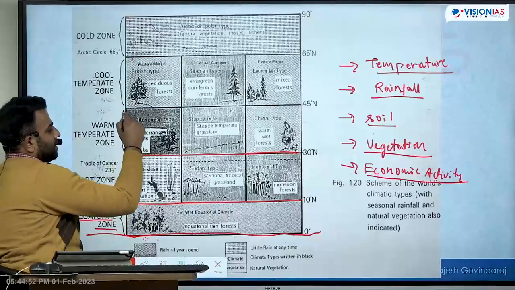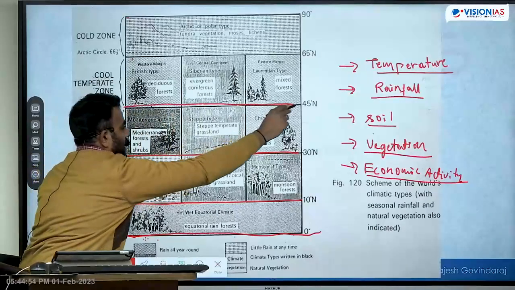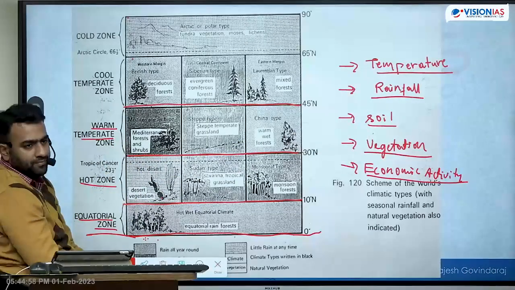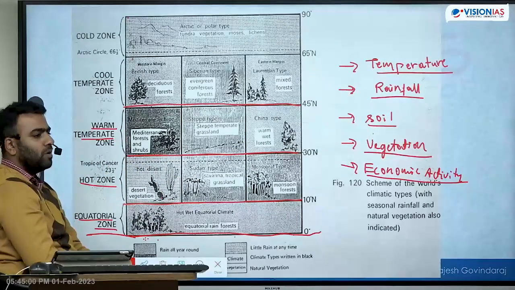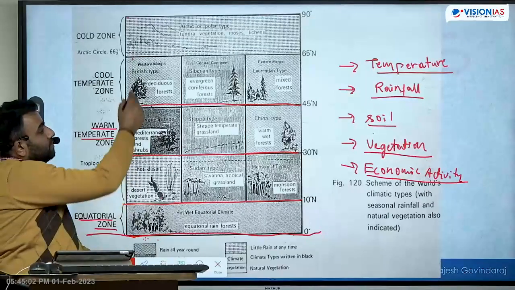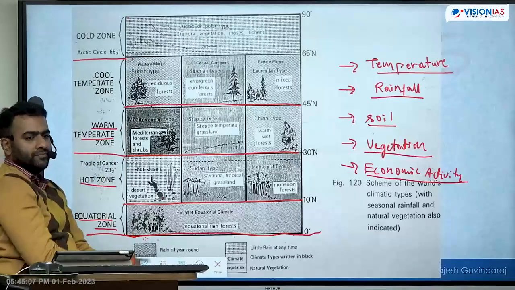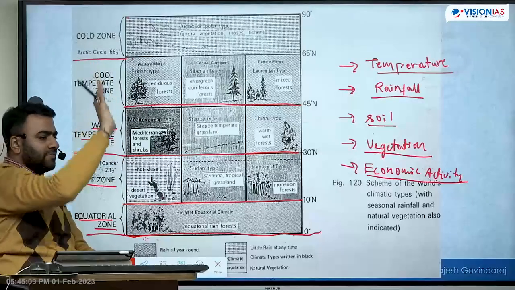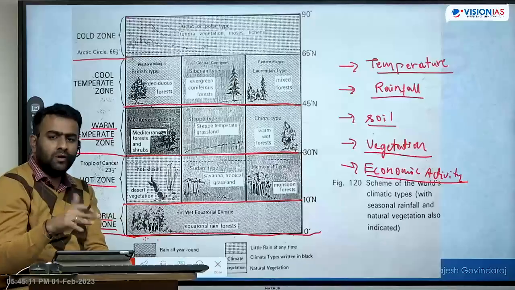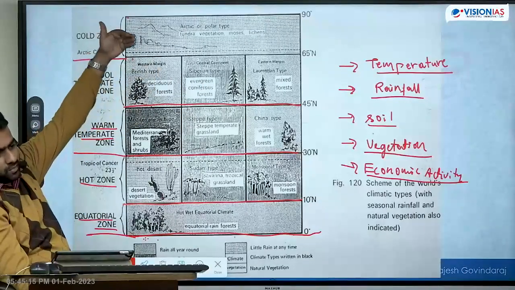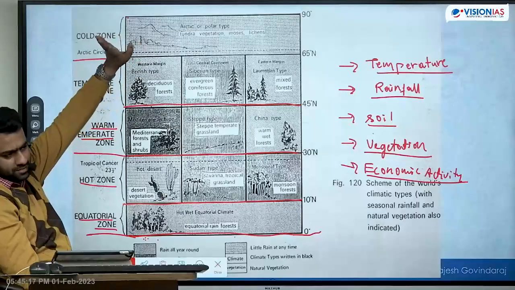From 30 to 45 degree north, it is called the warm temperate zone. In fact, from 30 to 65 is totally the temperate zone. Temperate means moderate. Not too hot, not too cold. Once you cross 65, you will reach the very cold zone, the polar regions.